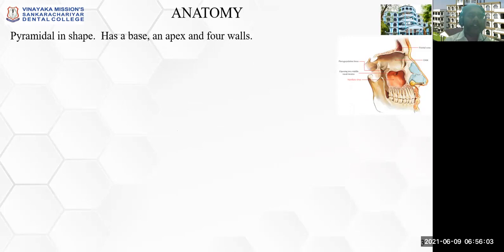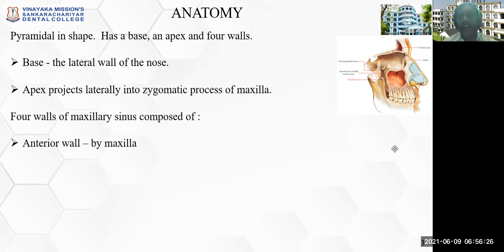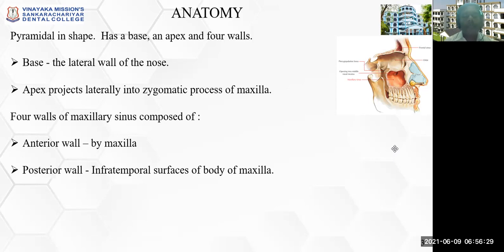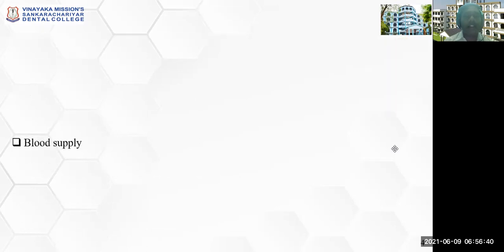Coming to the anatomy, it is roughly pyramidal in shape. It has a base, an apex, and four walls. You can see that in the picture. The base is formed by the lateral wall of the nose, and the apex projects laterally into the zygomatic process of the maxilla. You have to imagine this three-dimensionally. The anterior wall is formed by the facial surface of the maxilla, the posterior wall by the infratemporal surface of the body of the maxilla, the roof by the floor of the orbit, and the floor by the alveolar process of the maxilla.